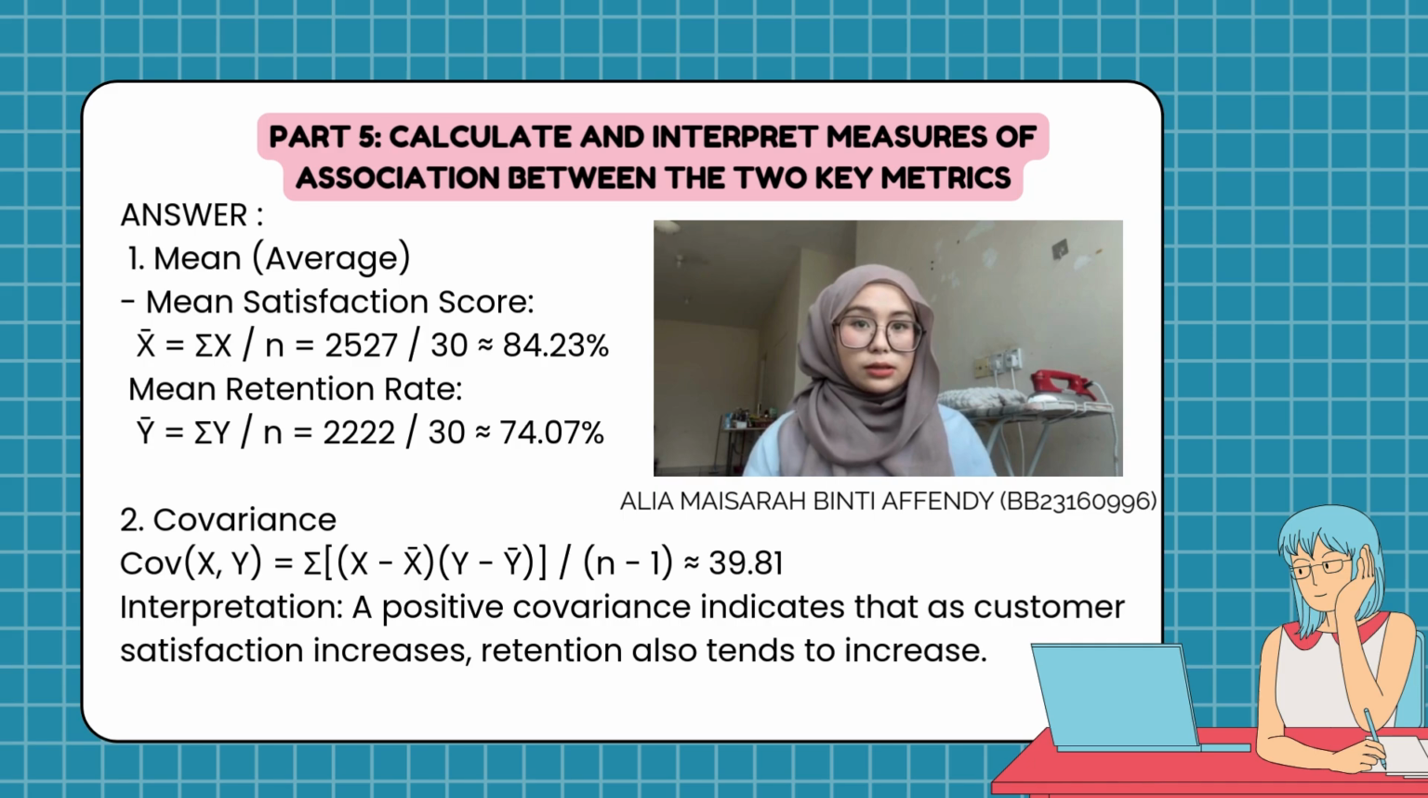So today I will be presenting about part 5, calculate and interpret measures of association between the two key metrics. So this is my answer for the mean. The first one, mean. X is for mean satisfaction score, and Y is for mean retention rate.